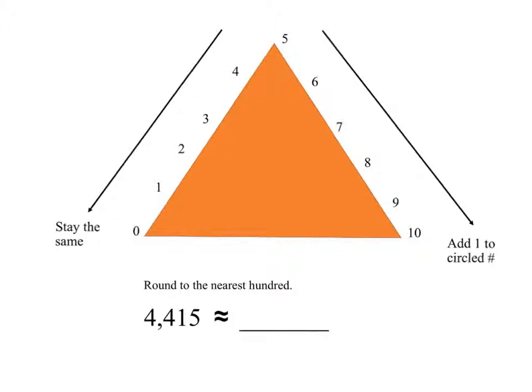So for example, if a number is 3 on here, we know that it's actually closer here, and that rule means we're going to stay the same, and I'm going to show you what that means when we actually have a number.